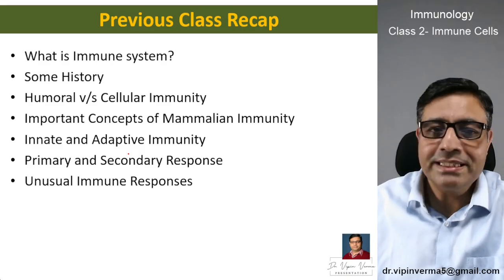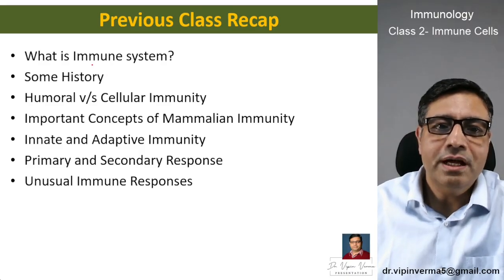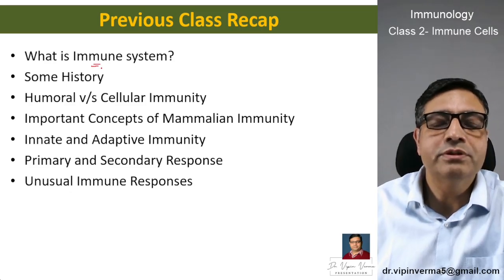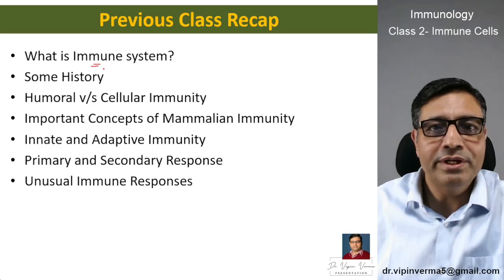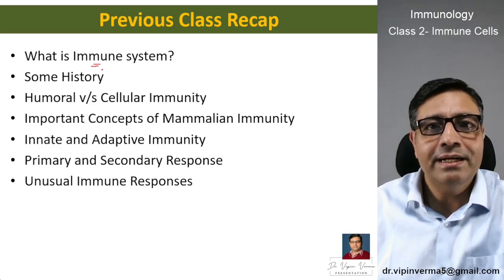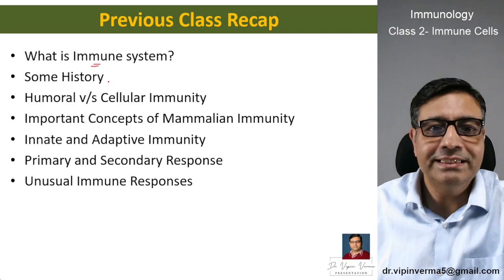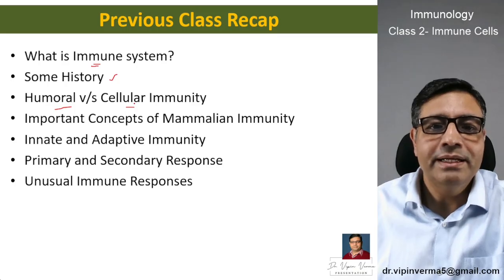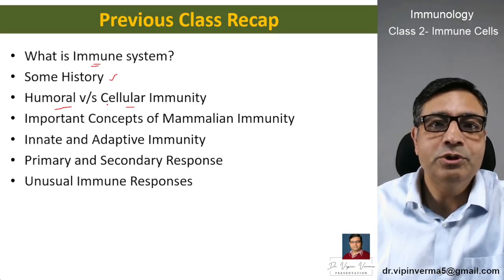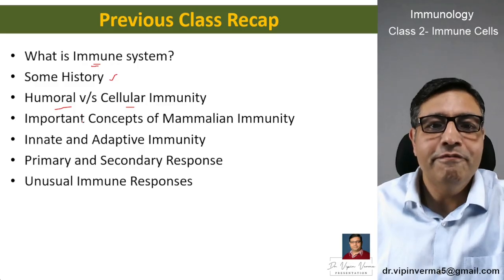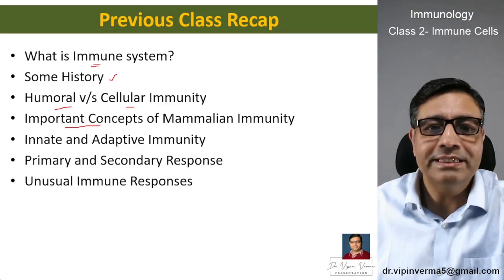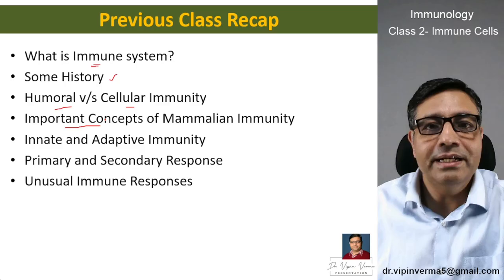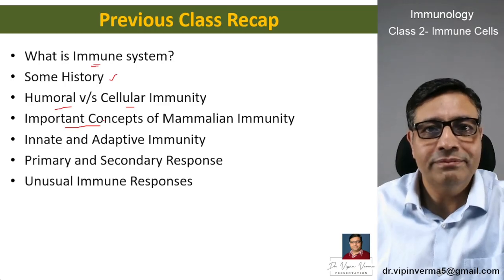So what we started in the class was the discussion on the immune system and how the immune system is important, what is immunity, what is immunology, and how it came into existence through some history. Then we studied the humoral versus the cellular immunity, their features, and how these two are interrelated. We also studied a few important concepts of mammalian immunity, including the clonal selection.